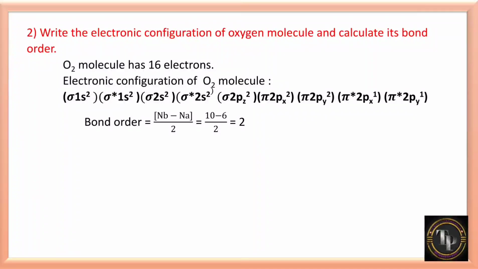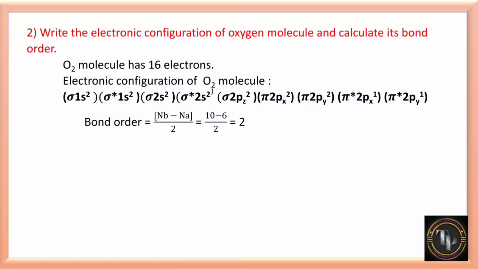And for bond order, we have a formula: bond order equals the number of electrons in the bonding molecular orbitals, denoted by Nb, minus the number of electrons in the anti-bonding molecular orbitals, denoted by Na, divided by 2. Anti-bonding means those with the star. Count here without star how many electrons are there: sigma 1s2, sigma 2s2, sigma 2pz2.